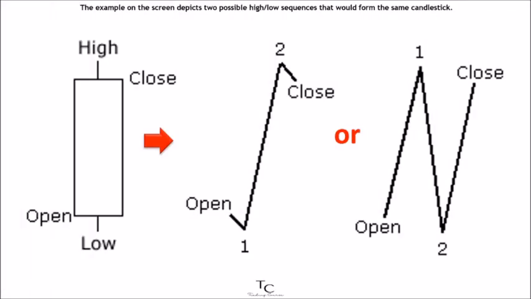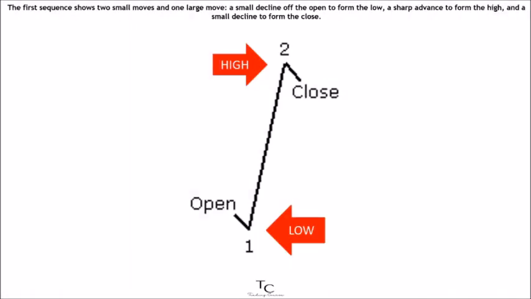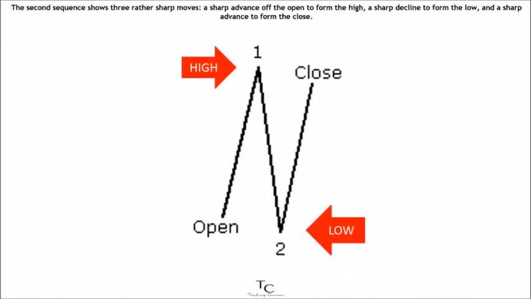The example on the screen depicts two possible high-low sequences that would form the same candlestick. The first sequence shows two small moves and one large move: a small decline off the open to form the low, a sharp advance to form the high, and a small decline to form the close. The second sequence shows three rather sharp moves: a sharp advance off the open to form the high, a sharp decline to form the low, and a sharp advance to form the close.